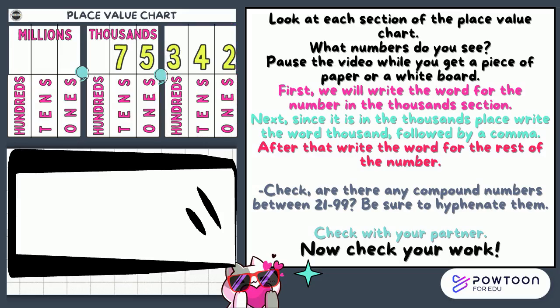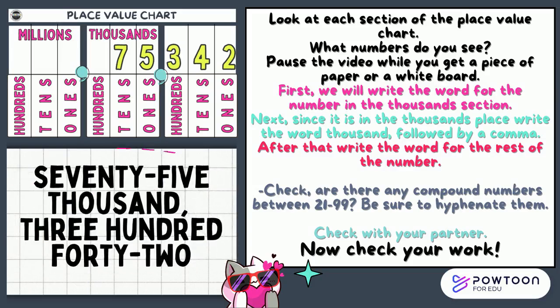Check. Are there any compound numbers between 21 and 99? Be sure to hyphenate them. Check with your partner. Pause the video, and then you're going to check your work in just a little bit. Look to the left. Check your work.